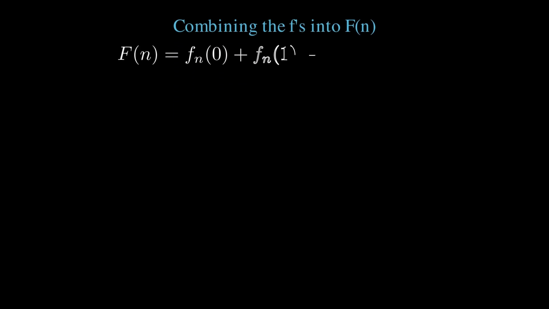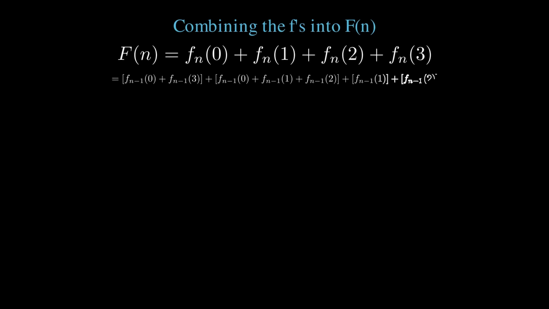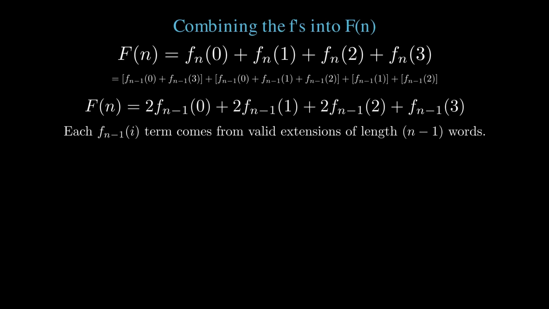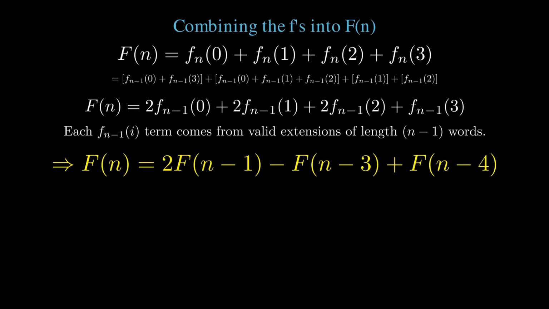Next, we want the total number of valid words of length n, which we'll call uppercase F of n. That's just the sum of all the states. So uppercase F of n equals f sub n of state 0 all the way to state 3. Substituting the state equations gives a long expression, but we can simplify it. We see that some f terms appear more than once, so we can combine them. After combining terms, we get the equation on the screen. This shows that each state contributes in a predictable way.